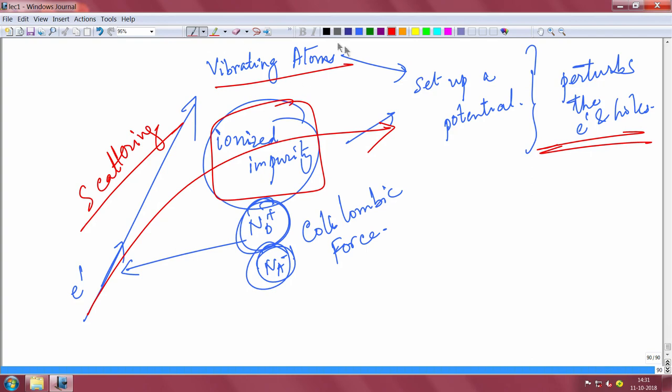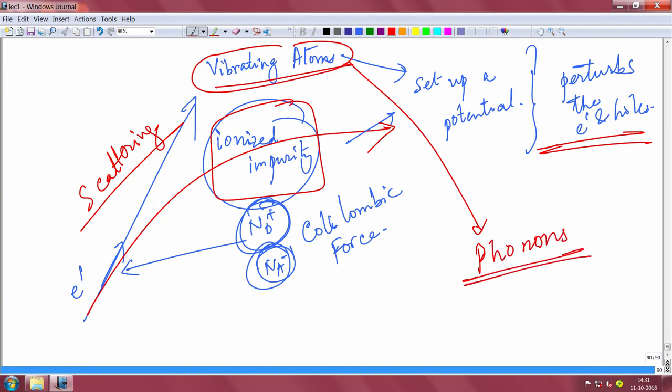By the way, these vibrating atoms have a name: we call them phonons. A phonon is a unit of atomic vibration. When I say phonon, it means the atoms that are vibrating, collectively. It has many types, but primarily there is the acoustic phonon and the optical phonon.